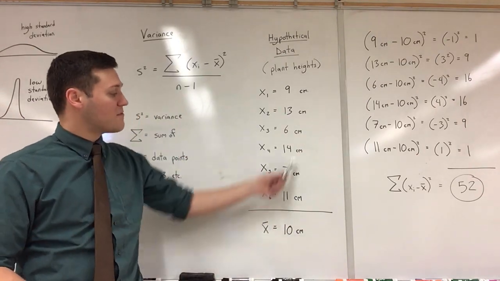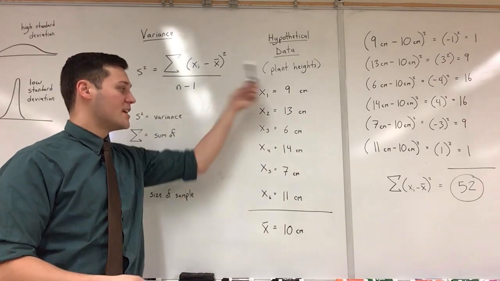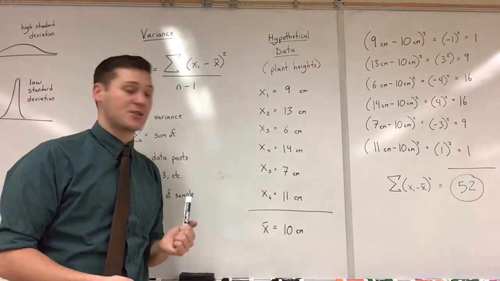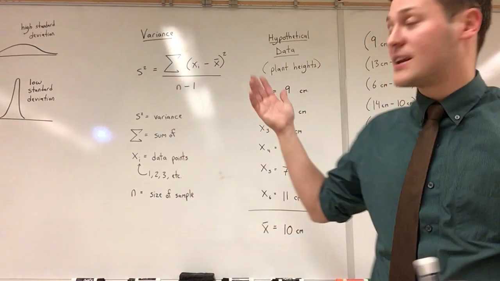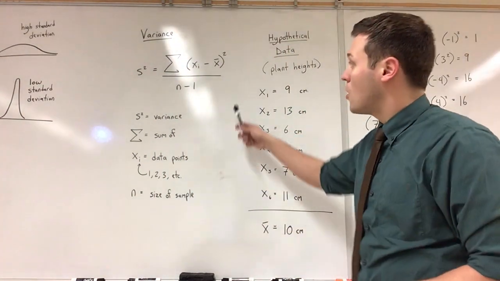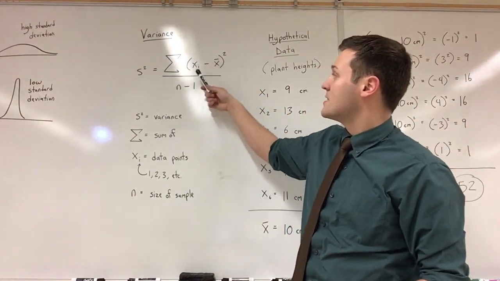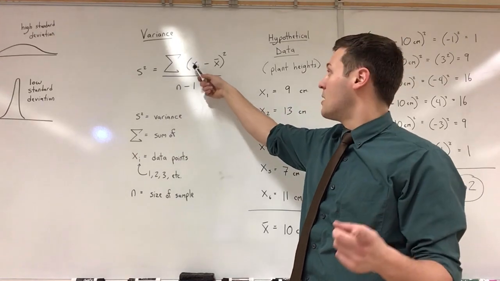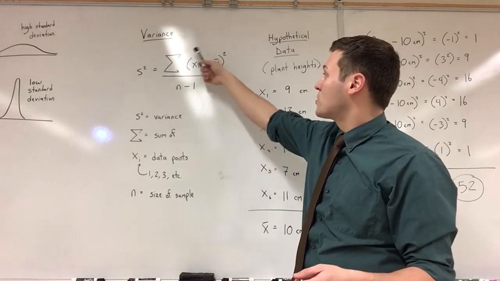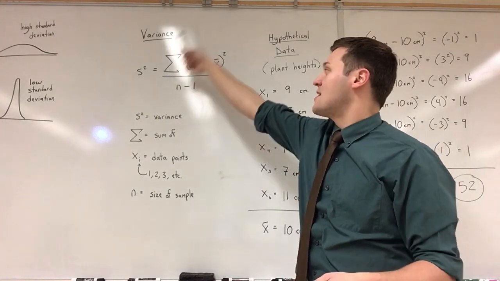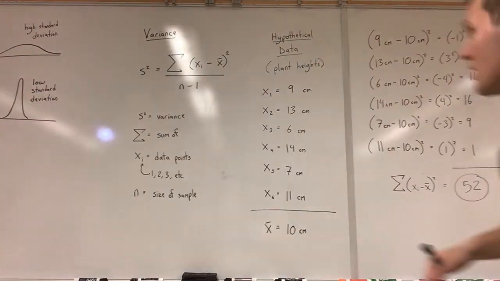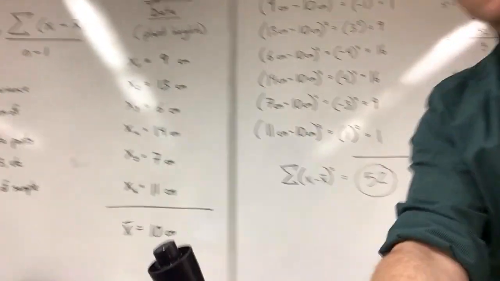So now we want to figure out how spread out this data is from the average. We can calculate it using variance. So let's first start here. It is some data point minus the average. And we're going to square that and then sum all of them together.